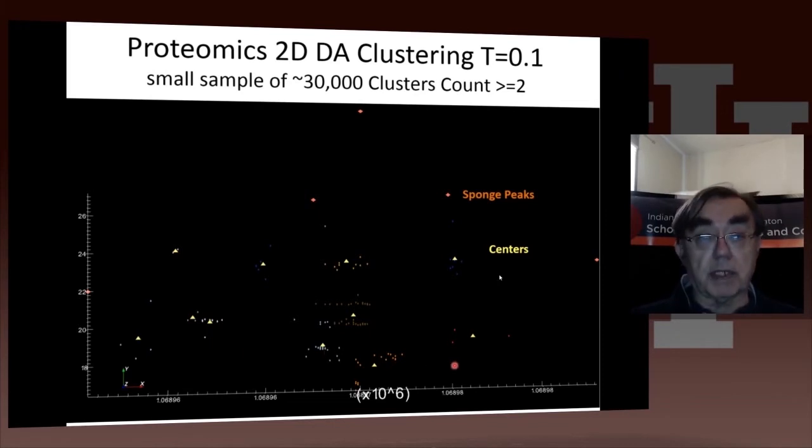So that's two-dimensional vector, and this is using this deterministic annealing-based enhancement of k-means. And this particular data sample had around 30,000 clusters in all. So this is a tiny sample of the space.